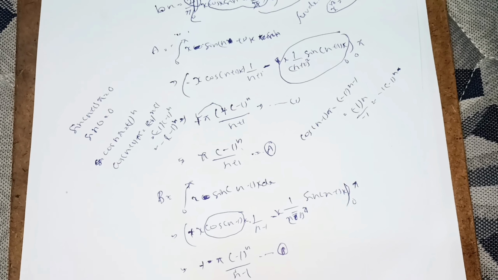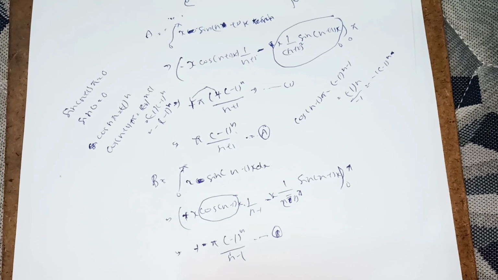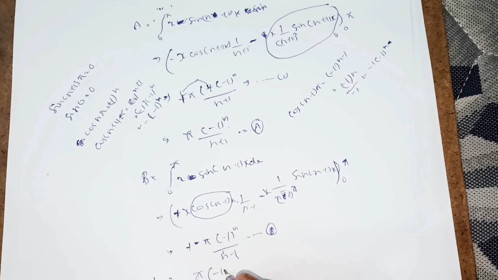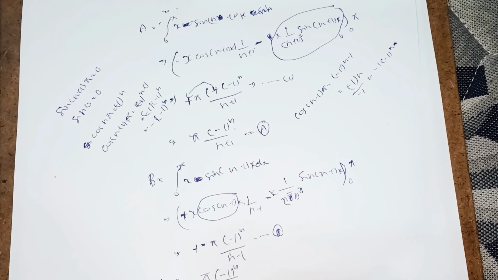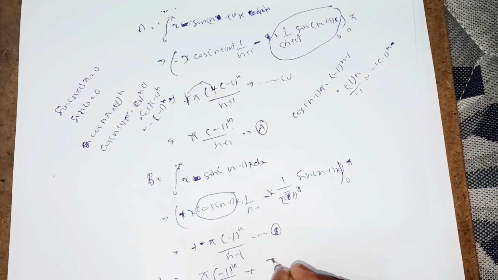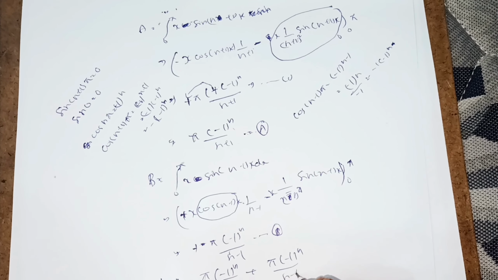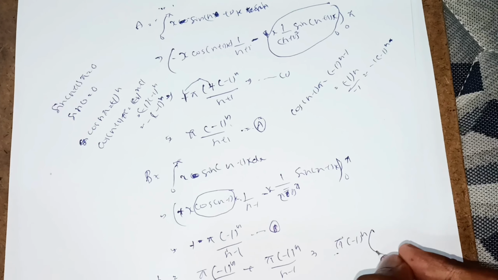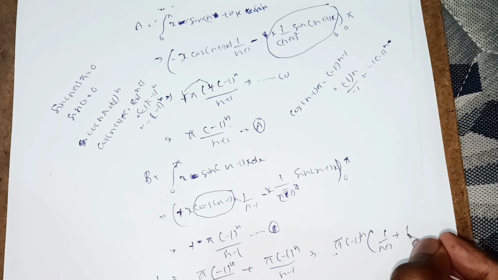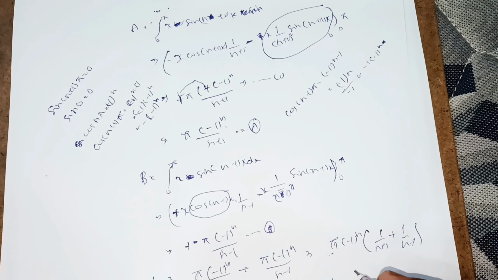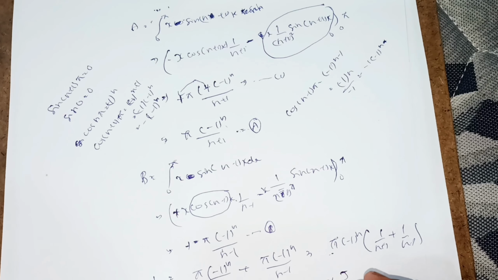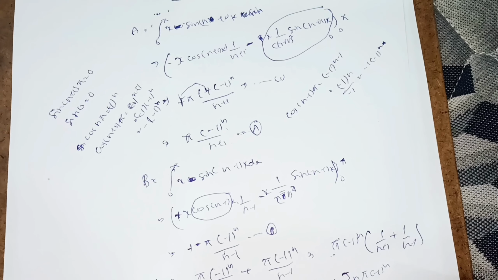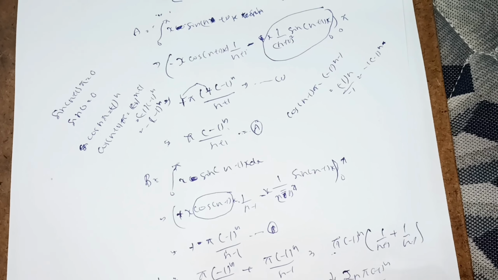Adding b and a. So here bn equal to pi into minus 1 whole power n by n minus 1 n plus 1 plus pi into minus 1 whole power n by n minus 1. So your answer will be pi into minus 1 whole power n into 1 by n plus 1 plus 1 by n minus 1. So your answer will be 2n by 2 minus 1 whole power n by n plus 1 into n minus 1. So this is bn value.